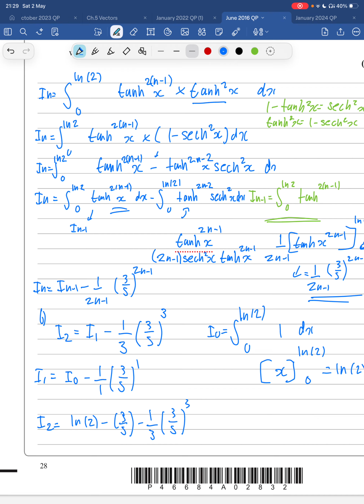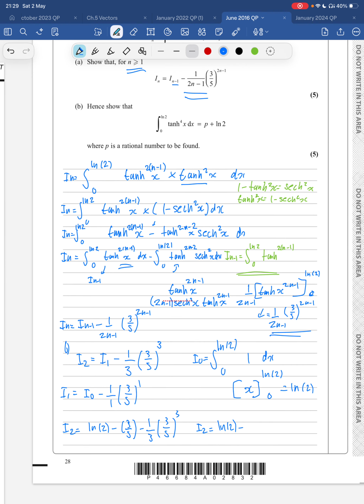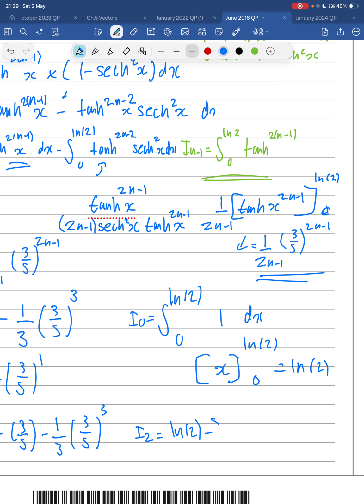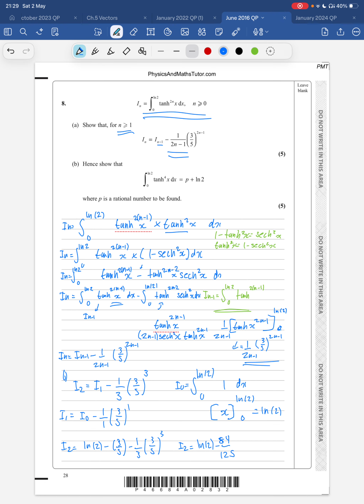Let's plug this all in now. I_4 is equal to ln 2 minus, I'm just going to put this in my calculator, you can do this as well. Don't forget the negative symbols. Minus 3 over 5, minus 1 over 3 of (3/5)^3, which is equal to 84 over 125, which is correct, and therefore we get 4 marks.